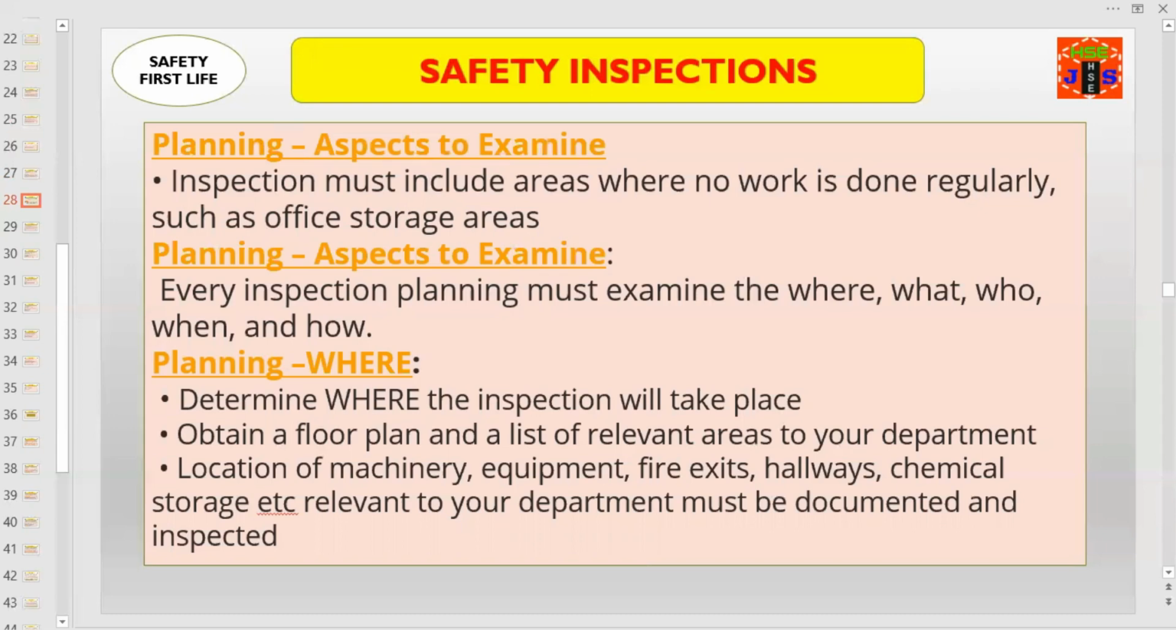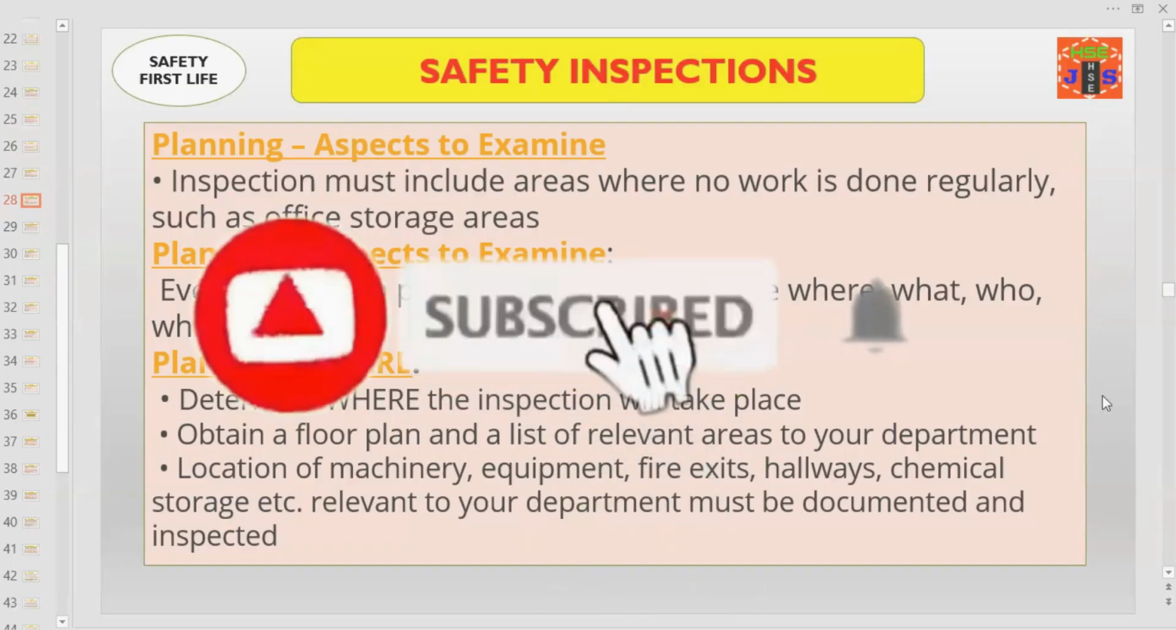Planning where to inspect. Dear friends and colleagues, determine where the inspection will take place. Obtain a floor plan and a list of relevant areas from your department or from the contractor who is engaged in operational activities. You must know the location of machinery, equipment, fire exits, hallways, chemical storage, etc.